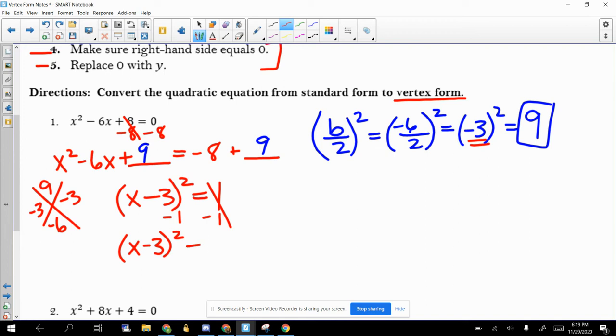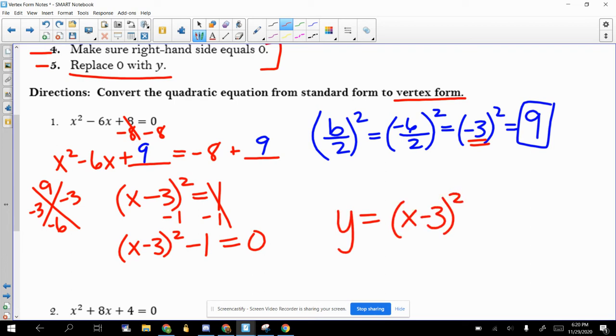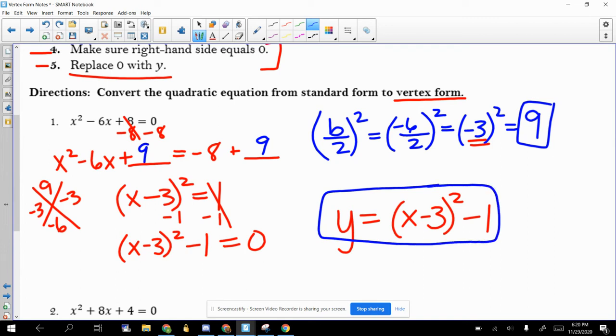And then the minus 1 is on the outside of the parentheses, and then equals 0. And then it says to replace the 0 with y. So now it's going to look like y equals x minus 3 squared minus 1, and that is your final answer. That is your quadratic equation in vertex form.